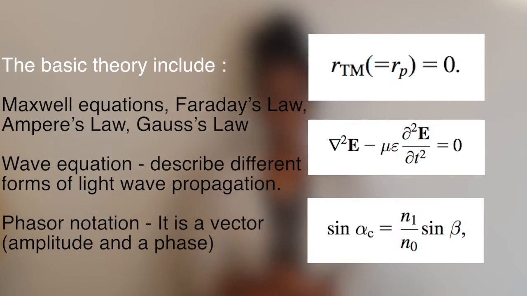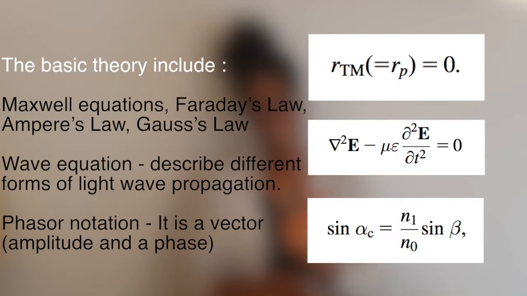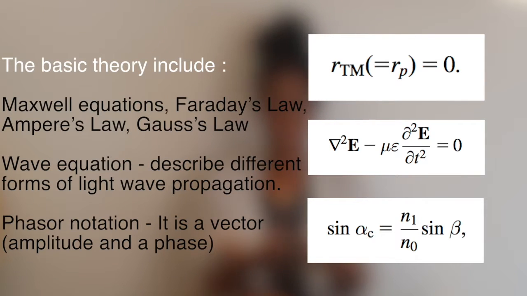Now, a good way to understand optical sensors and optical spectroscopy is to understand the basic electromagnetic wave theory. Light is a form of electromagnetic wave that consists of oscillating electrical and magnetic fields. The electric and magnetic fields of the propagating light are perpendicular to each other and to the direction of propagation. This basic theory includes different laws as well as equations, such as Maxwell's equations, Faraday's law, Ampere's law, and Gauss's law, to determine the behavior of light. It also uses the wave equation, which describes the different forms of light wave propagation.